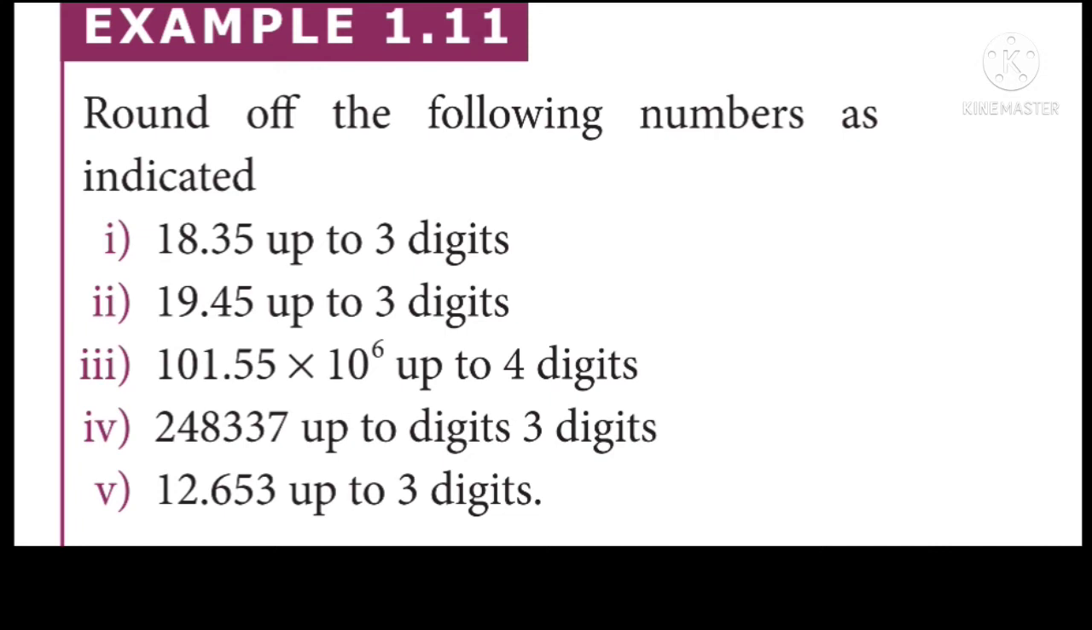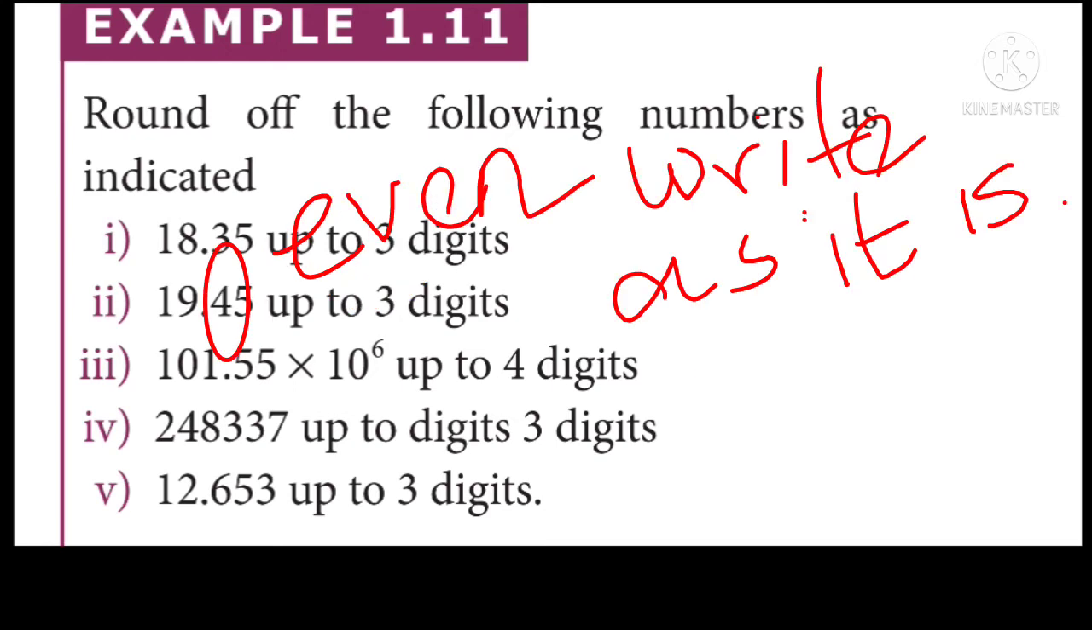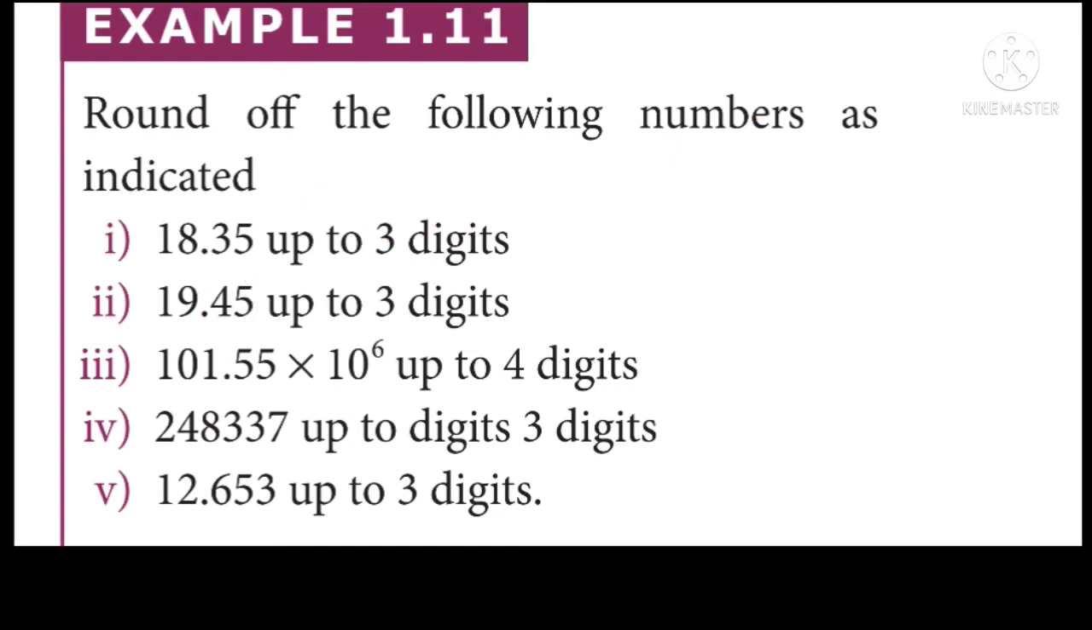And next question, 19.45 up to 3 digits. In this number, you have to check the least significant digit. The least significant digit is 5. This number is equal to 5. If the number is equal to 5, you have to check the next number and whether it is an odd number or even number. The next number is nothing but 4. This is an even number. So if it is an even number, what do we have to do? We should not do anything. We have to write the number as it is. So hence the result will become 19.4.